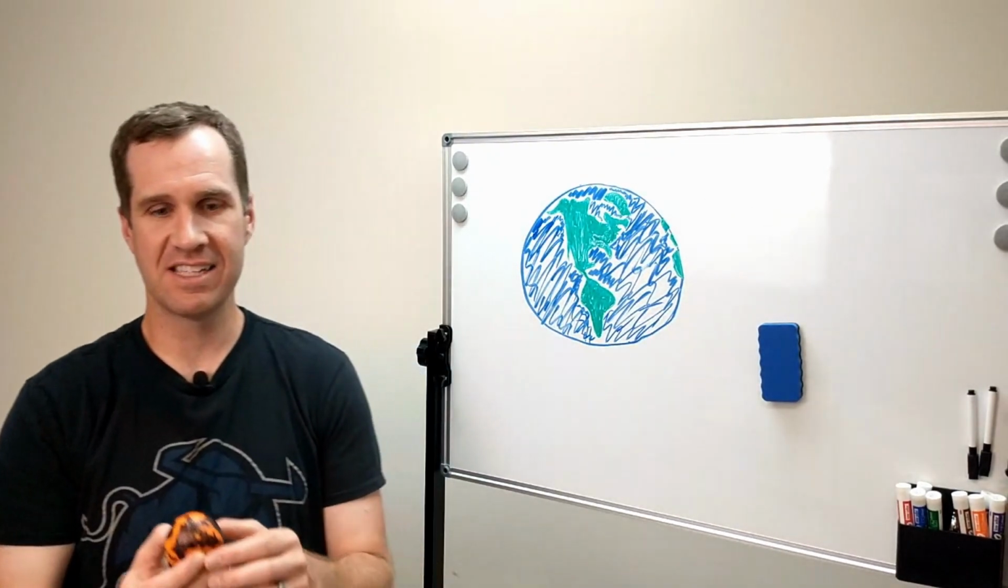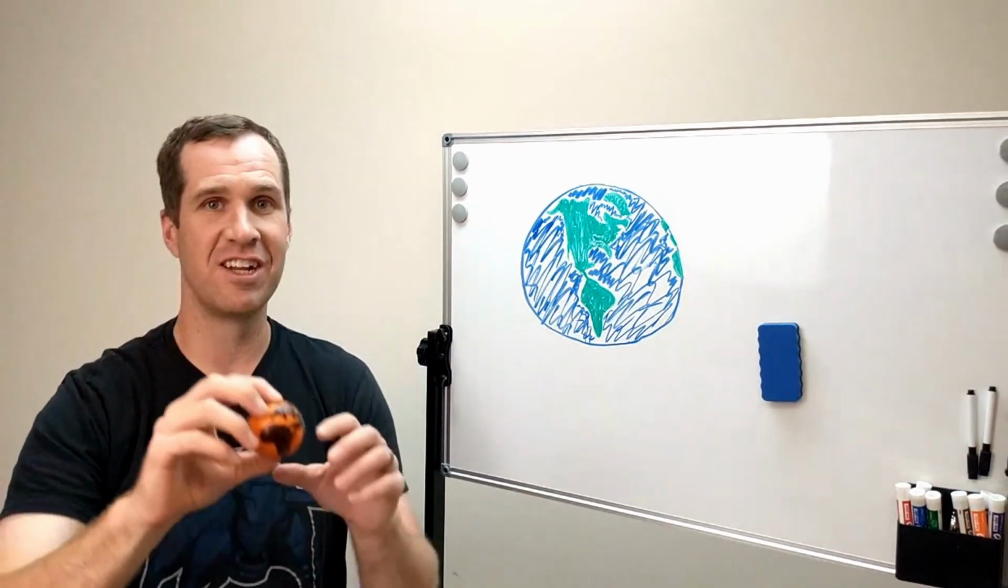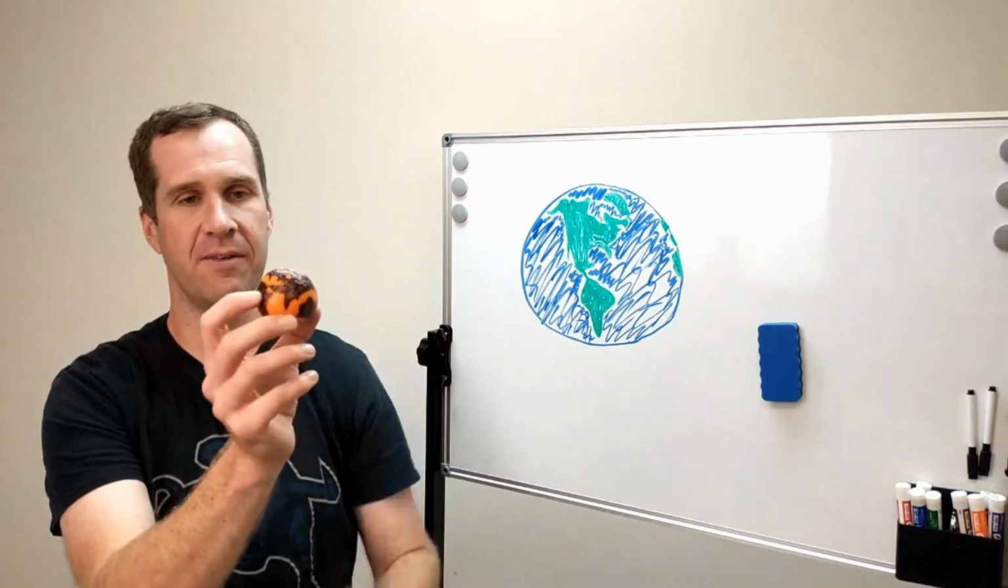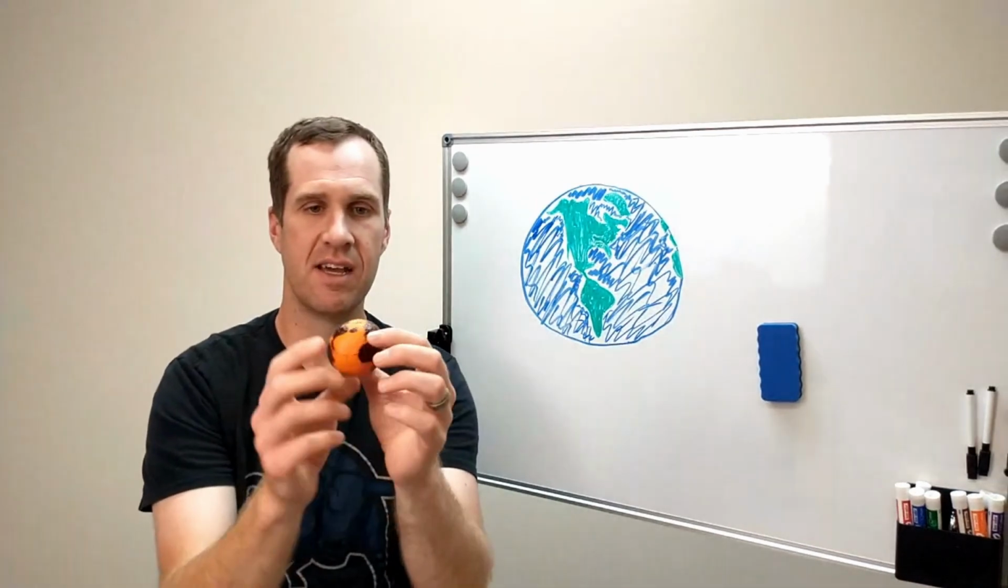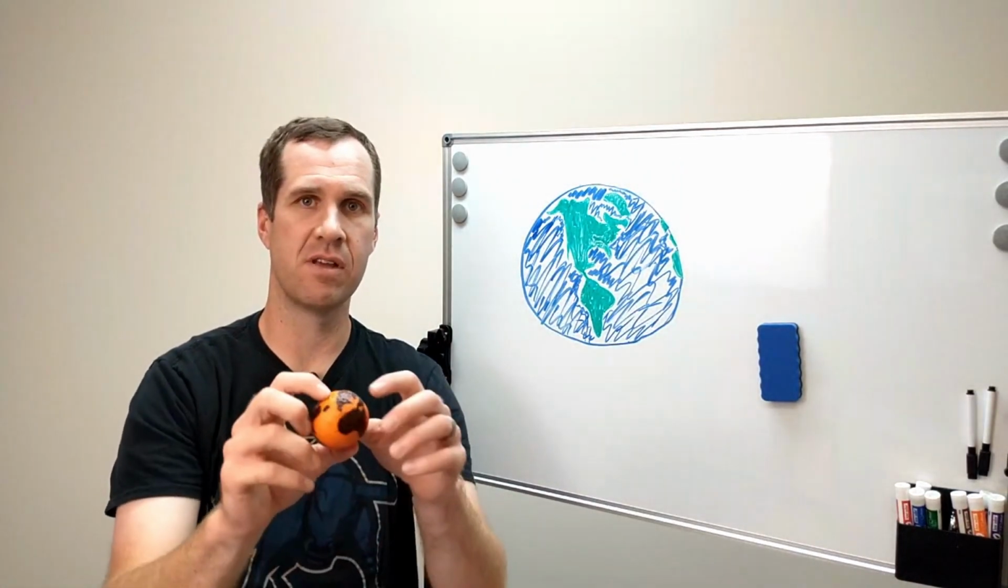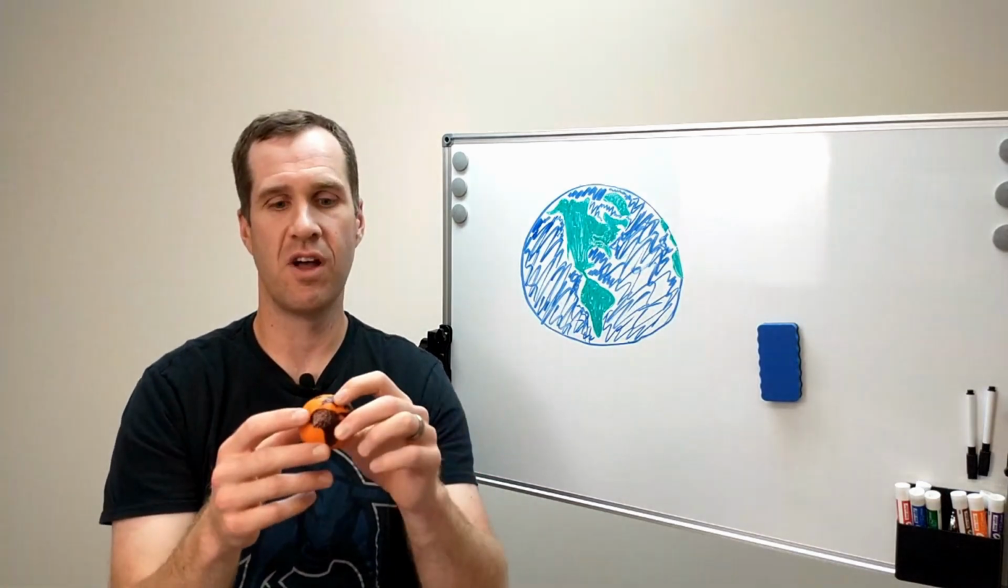Our first task is to take this orange, tangerine, halo, whatever you call these things, and we're going to have to cut it. The reason I'm using this is because it's roughly a sphere, which the Earth's shape is also roughly a sphere, though it's not quite.